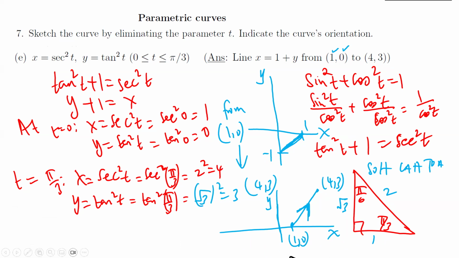So obviously it's traversed upward from 1, 0 to 4, 3. Any question about this?